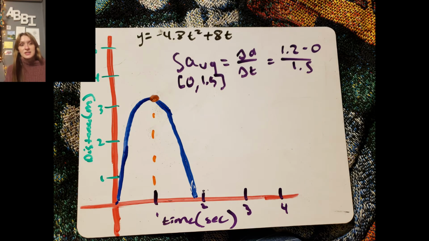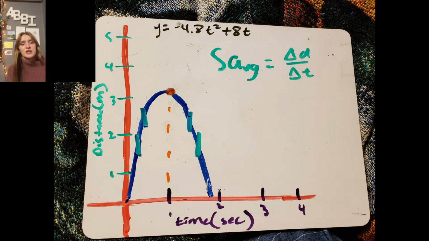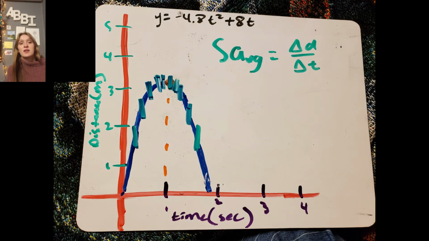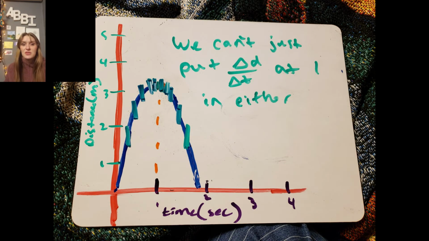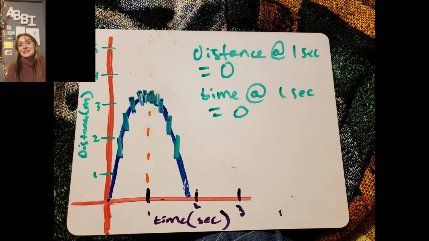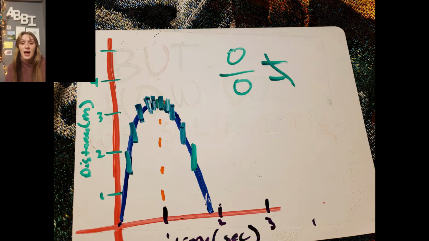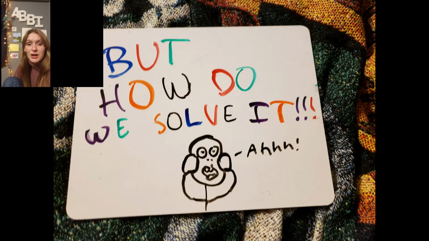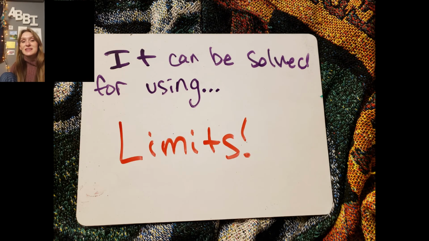Well, we could try using the same formula we have been using, but using different intervals. We could continue to make the interval smaller and smaller and smaller until it ultimately reached x equals 1. But once it reaches x equals 1, the formula is no longer possible because the distance will be 0 and the time will also be 0. Division by 0 is not possible. So how do we solve this problem? It can be solved using limits.